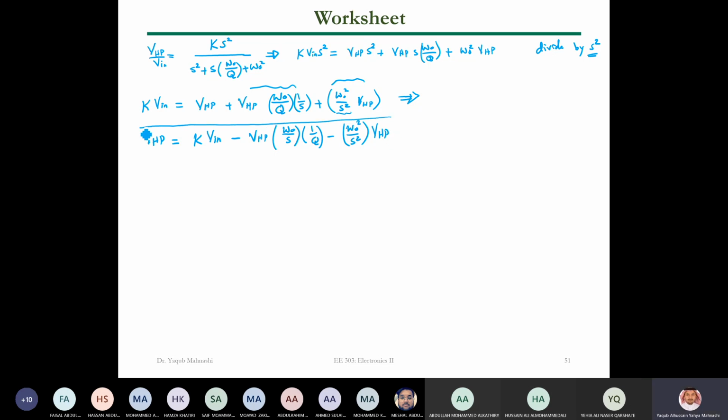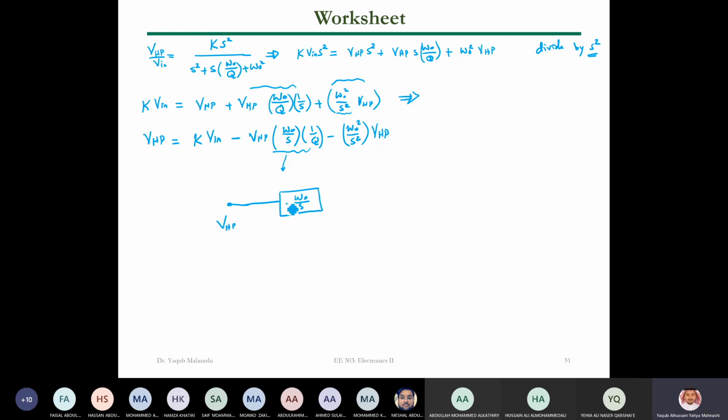Makes sense? So now, how can I implement these circuits, shabab? We'll take it as blocks. So the V high pass here, if you are starting with the V high pass, and now I am starting with V high pass, to get this term, what do I need, shabab? What do you think?